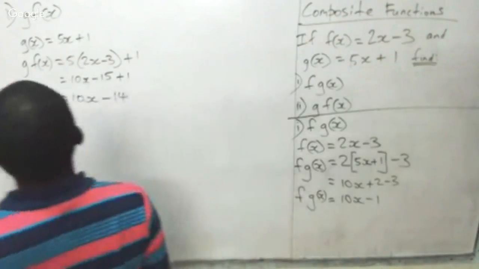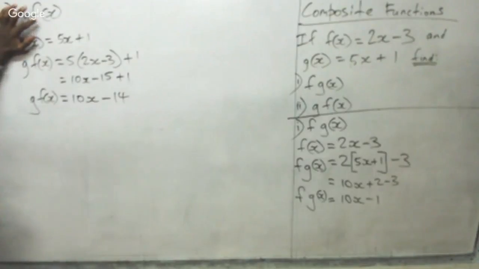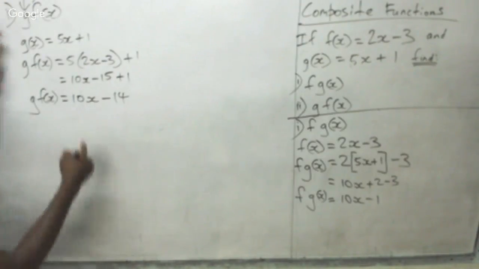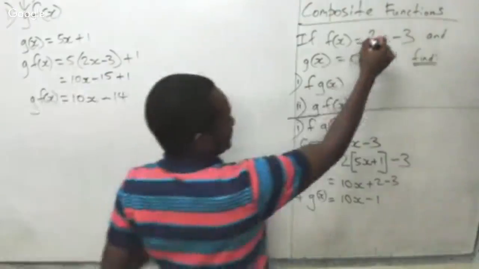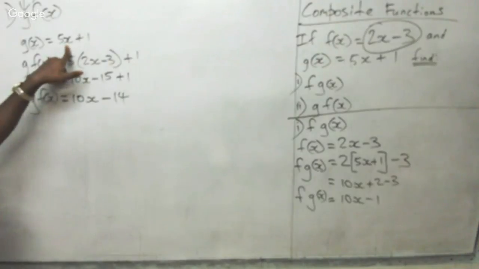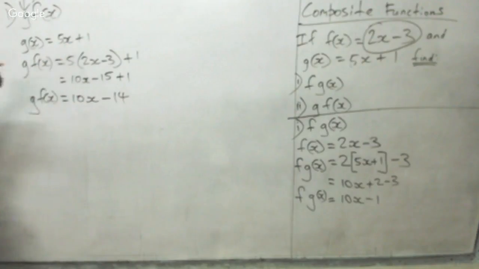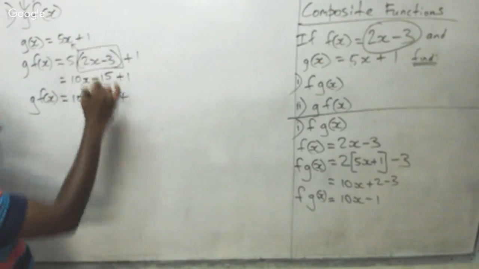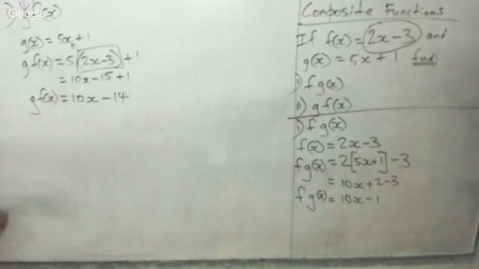All right, so we're putting the entire f function into the g function. The f function is all of this. This is the entire f function. So that's what we're going to put for x in the g function. The g function is 5x. So now the f function replaces that x. Anywhere x is, you're going to put the entire f function. Are we understanding?